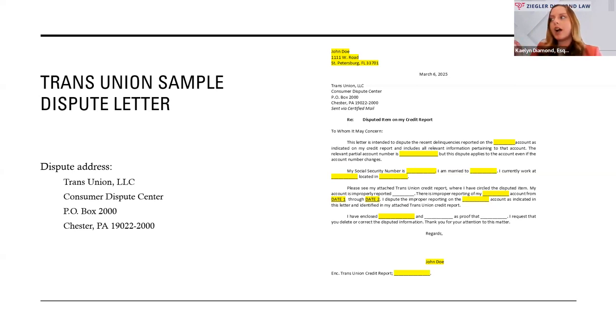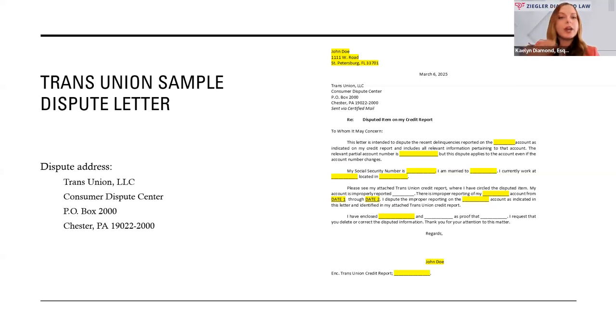Then there is improper reporting of my insert creditor name account, again, Capital One or Portfolio Recovery, just for example purposes, from date through date. Yes, you want to be literally as specific as date through date. So Russ, whichever date you would have settled, you'd want that to be the first date, and then you'd want it through probably present day would be the safest bet. Then you put that you dispute the improper reporting on the blank, again, name of creditor account, as indicated in the letter and in your attached TransUnion report.